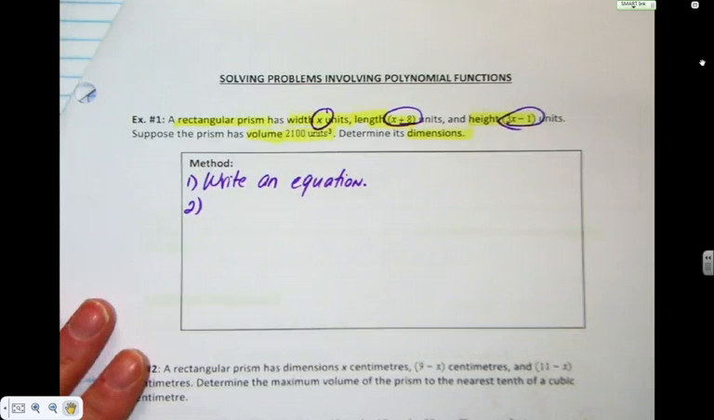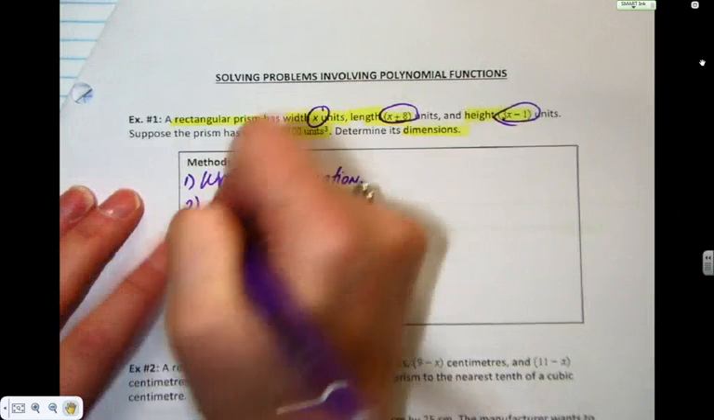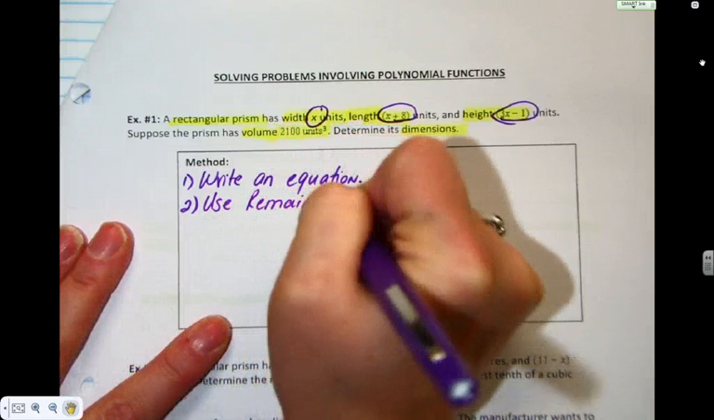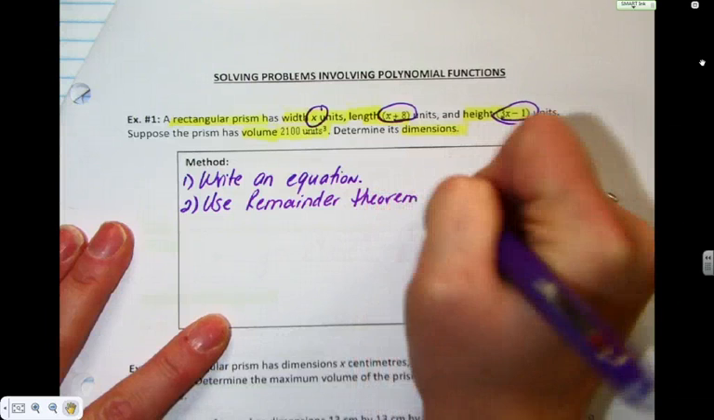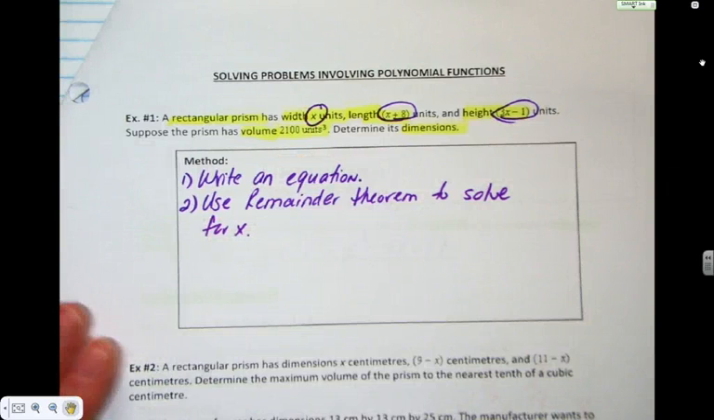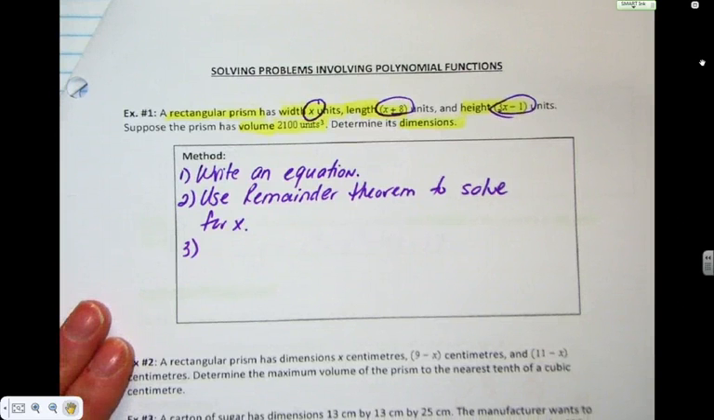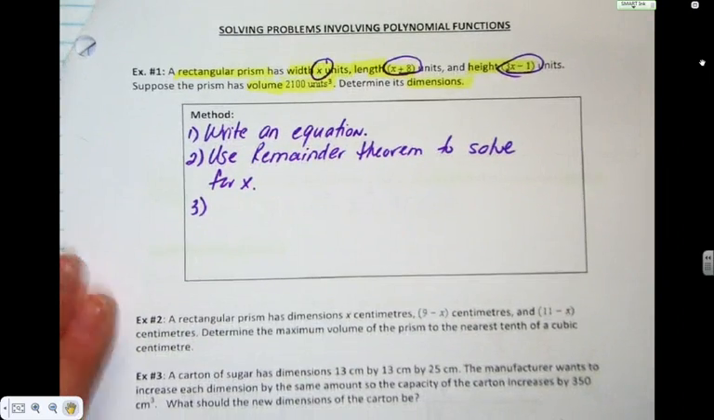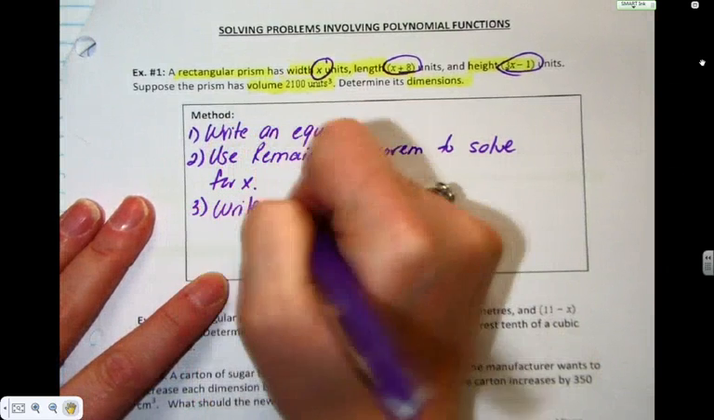So what theorem are we using when we're doing that guess and check? Yeah, so use remainder slash factor, doesn't matter, right? They're really the same thing. To solve for x. Step 3. Write the answers.